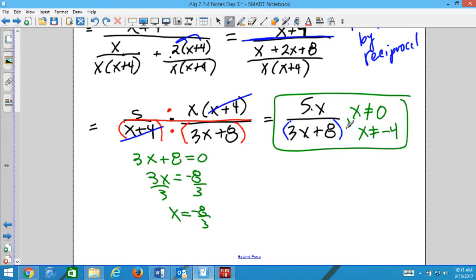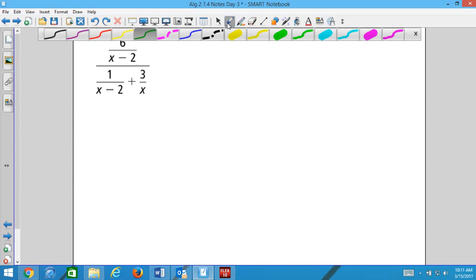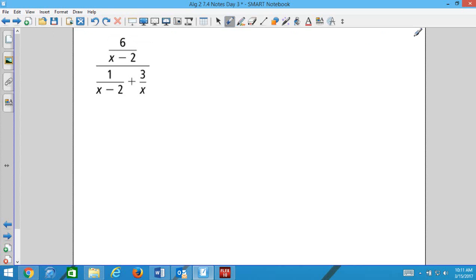Okay, so we're going to do a few of these examples and have you try some on your own. Let's do another one. Okay, so we want to try to get one fraction over one fraction. Do we currently have that? No, we have one fraction over 2. So on the bottom, we need to add together those two fractions. So we have one fraction over one fraction.